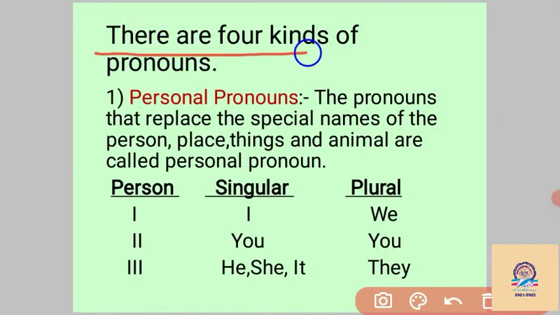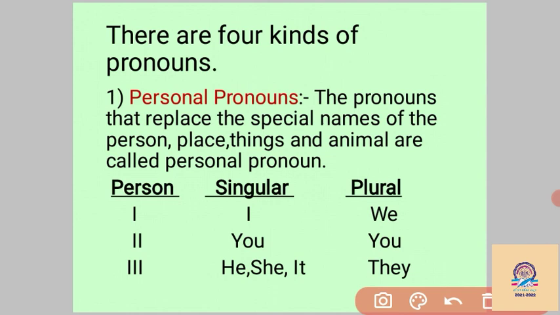There are four kinds of pronouns. First, the personal pronoun. The pronouns that replace the special names of persons, places, things and animals are called personal pronouns. We use the personal pronoun to replace the special name.